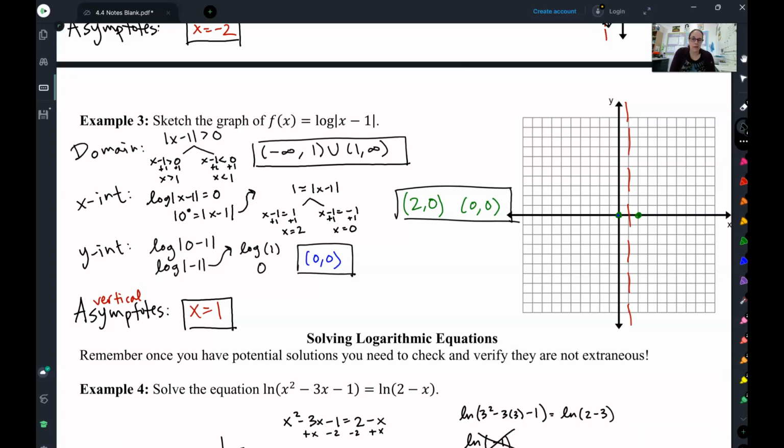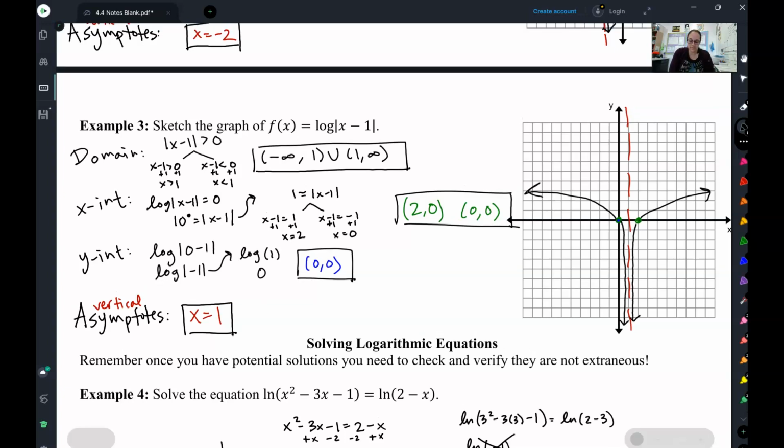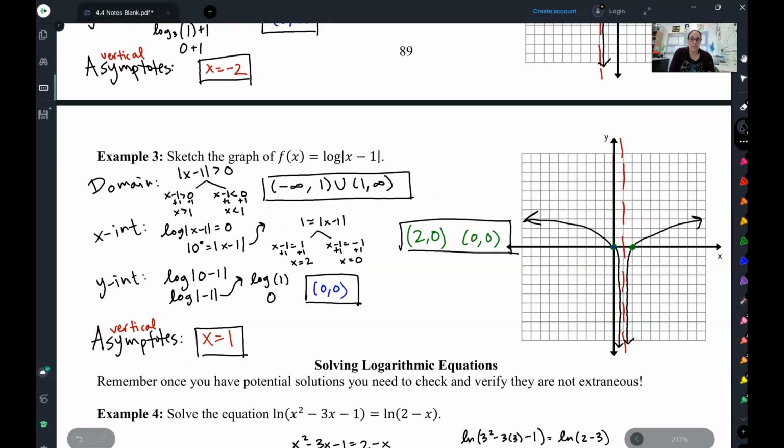It might be kind of hard to see exactly what this looks like at this point. If you needed to make a t-table to plug some more points in to confirm what this graph looks like, you are more than welcome to. But if you did a t-table to get more points, you would actually find that this is what this graph looks like. So that is it for us for graphing logarithmic equations. You are officially done with lesson 4.4. Good job.